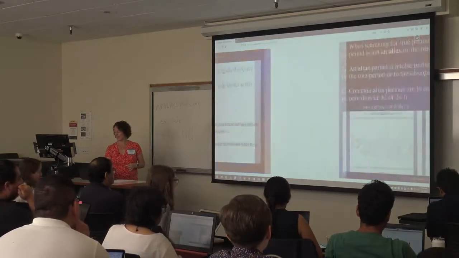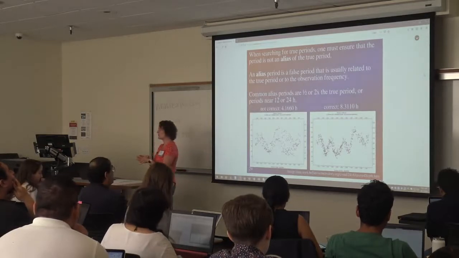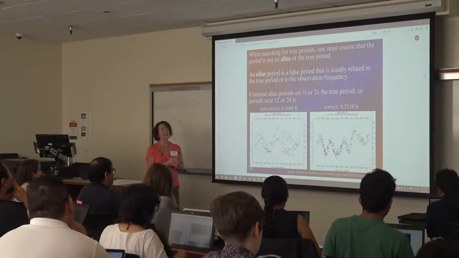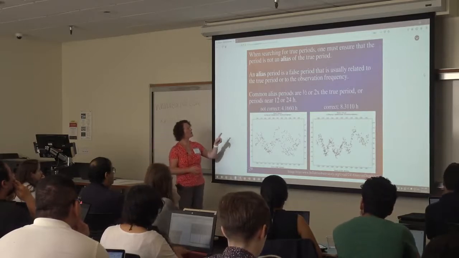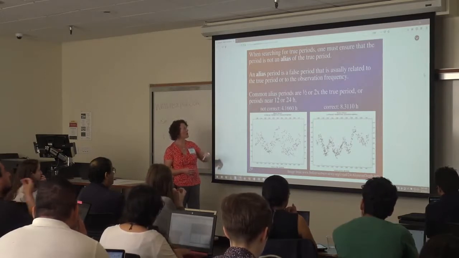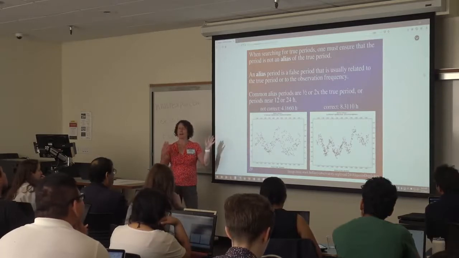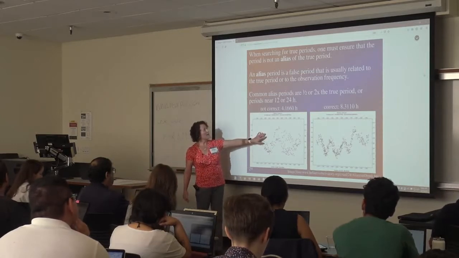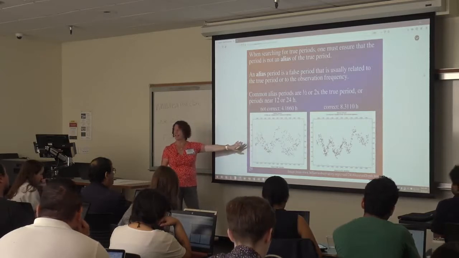My last comment about this is that when you're searching for true periods, you have to make sure that you're not looking at an alias of the true period. An alias period is a false period that's usually related to the true period or the observation frequency. Common aliases are 1/2 or 2 times, or periods near 12 or 24 hours. For example, I have 2 asteroid light curves. I have access to a lot of asteroid light curves, so I use them a lot in examples. The left one is half the period of the right one. The right one is the correct period. The left one is an alias.